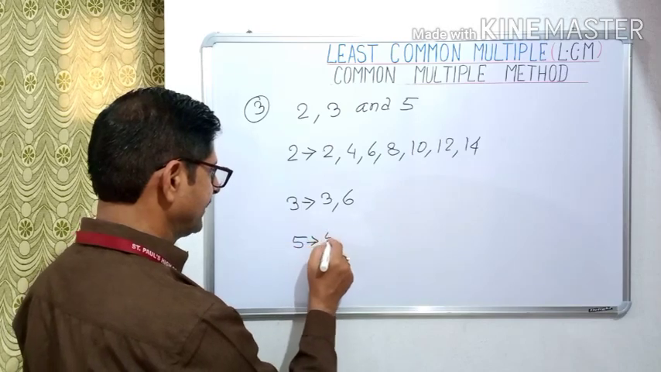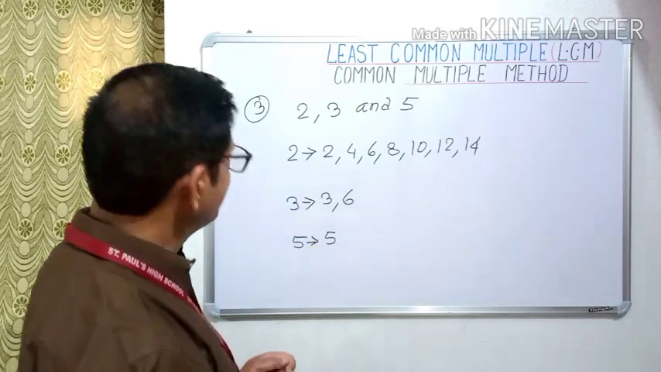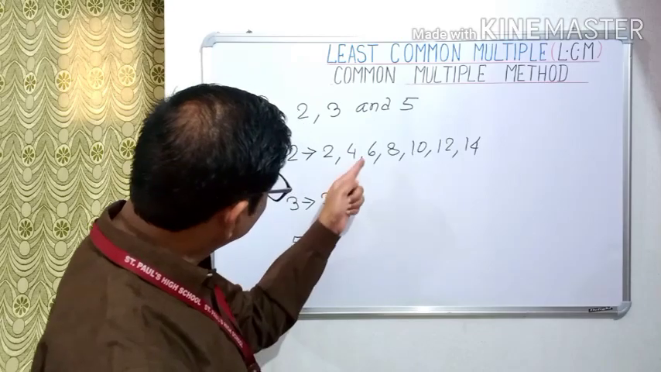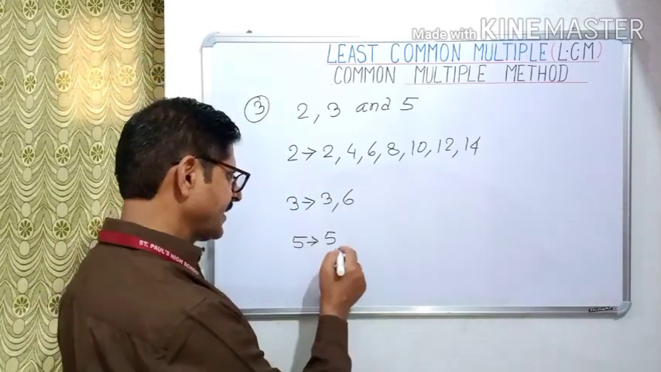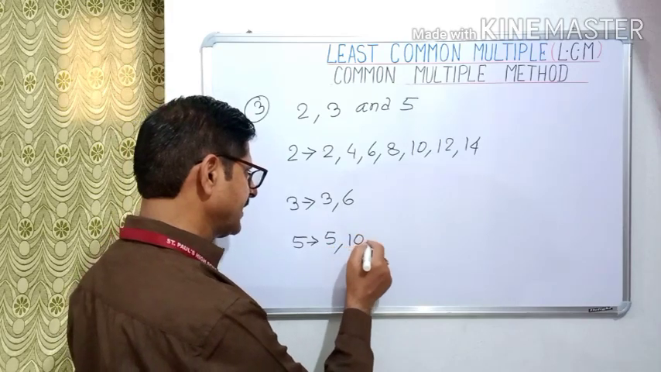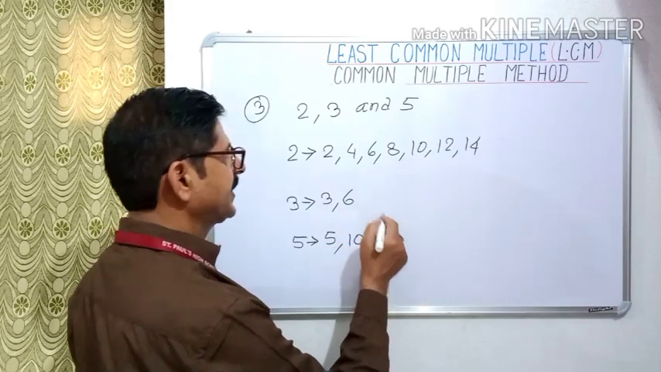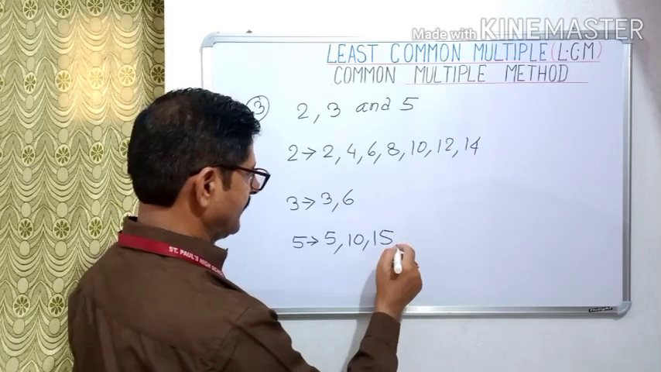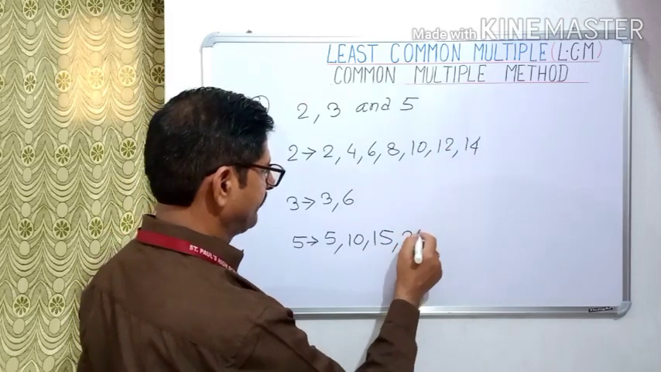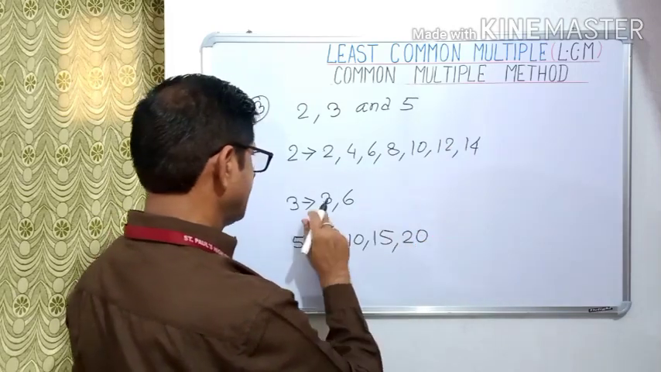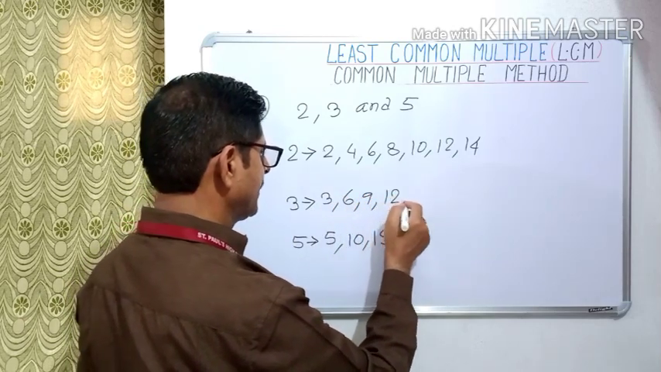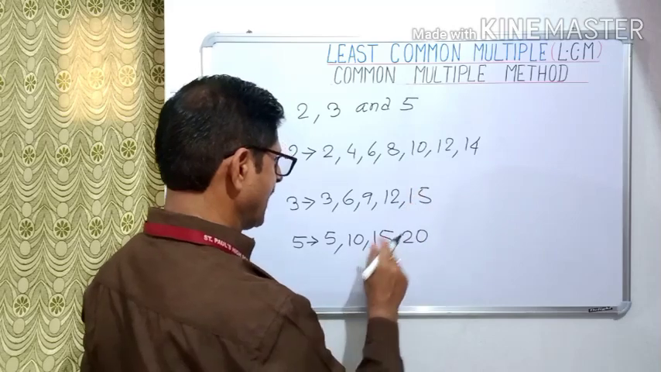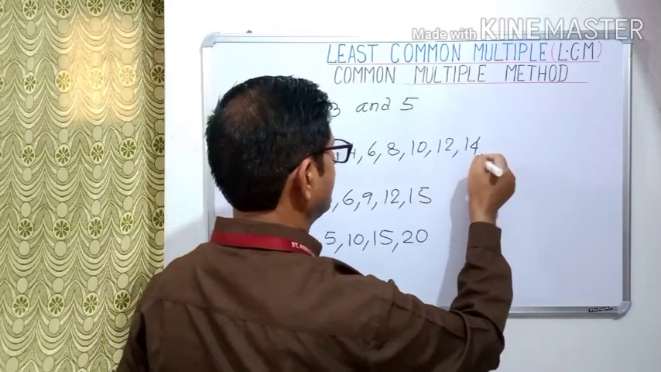5 1s are 5. But here we don't get a common multiple of all the three numbers. So extend it. 5 2s are 10, 5 3s are 15. 15 is not here. 5 4s are 20. Extend it. 3 2s are 6, 3 3s are 9, 3 4s are 12, 3 5s are 15. 15 we have got, but not in this line.